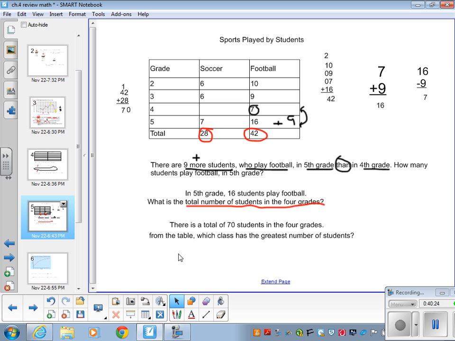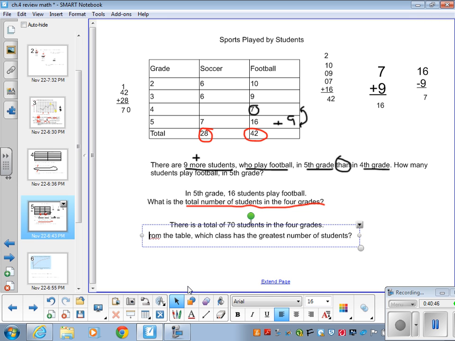Boys and girls, as long as you show your work near the question, all you have to do is put the answer. I'm just writing it in a sentence so you know which parts go with which question. Last question. From the table, which class has the greatest number of students? Oh man, I talked too soon. Now they want to know which grade has the most students. Second grade. 6 and 10 is how much?